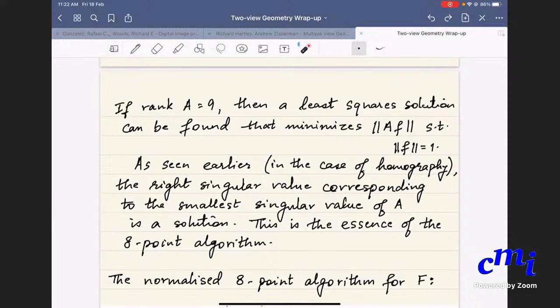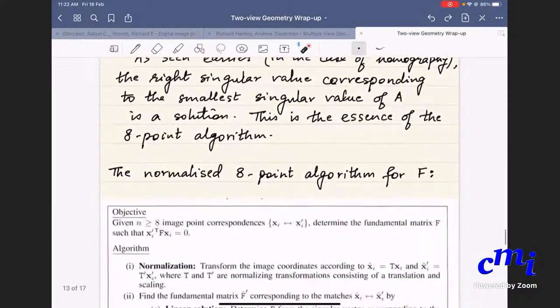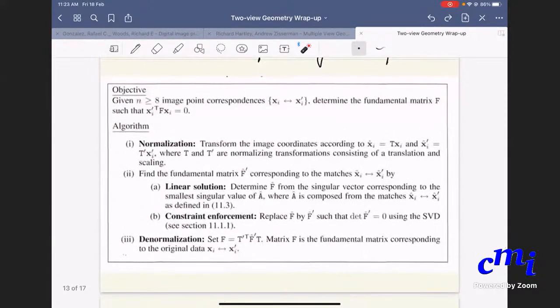So what one has to usually do is normalization. One will always carry out a normalized computation, which means you first normalize the data, carry out this computation, find the solution, and then denormalize. This is also something we have seen before. I have just copied this algorithm, which says how to compute F from point correspondences. This is the so-called 8-point algorithm. You are given greater than or equal to 8 image point correspondences. Then you first carry out data normalization.